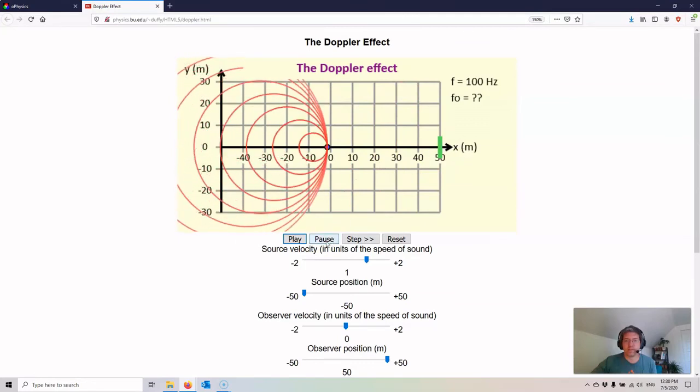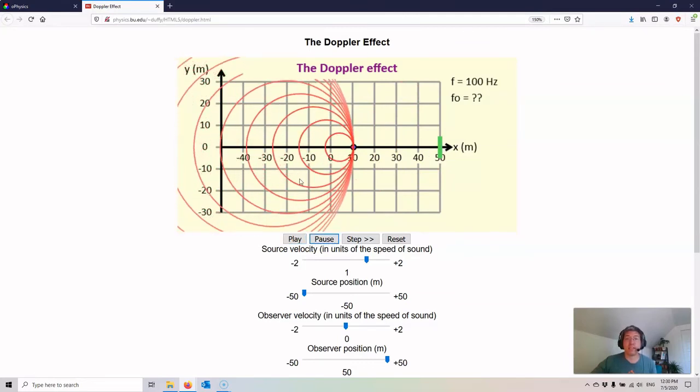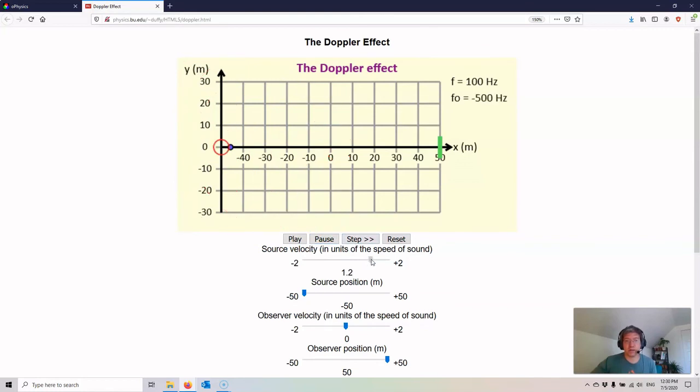at the observer. All right, now let's go faster than the speed of sound. Let's go 1.2 times the speed of sound. Okay, what do you observe now? How does that look? So the source creates waves, wave crests, and they spread out in a circular fashion from the point where the source emitted them, right?